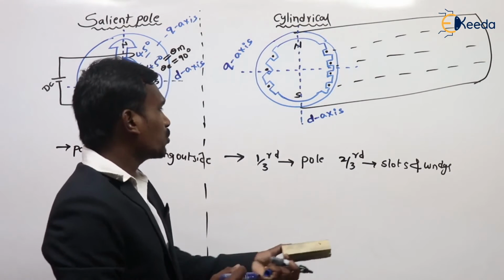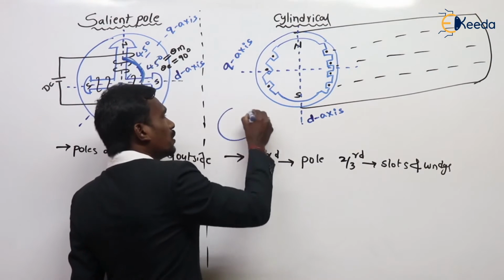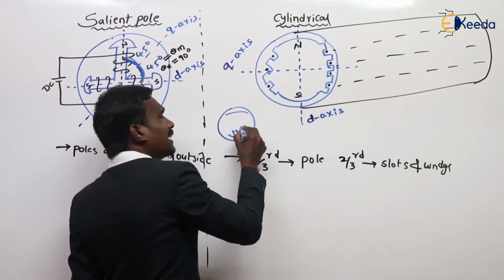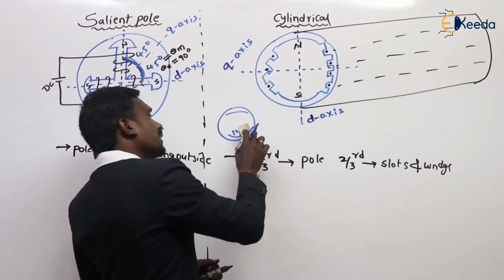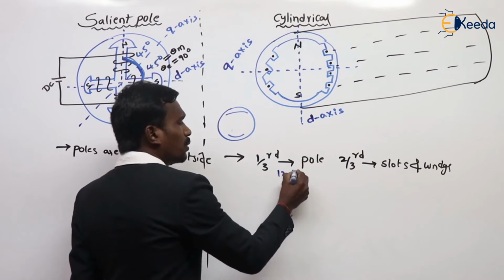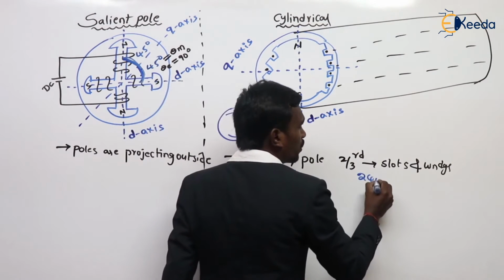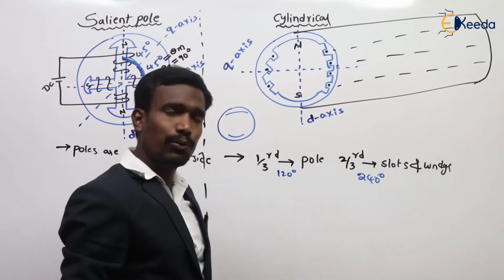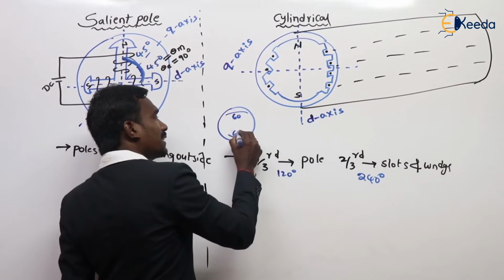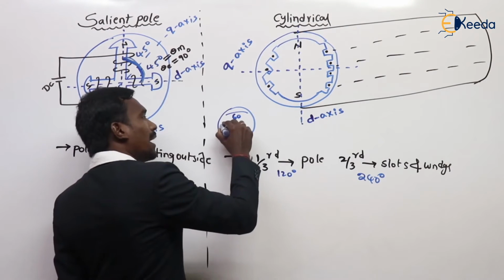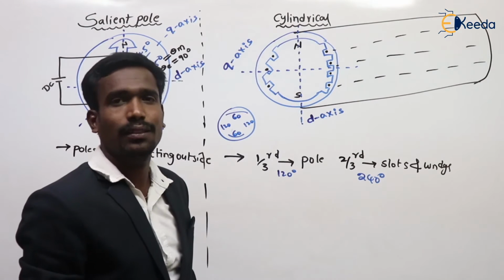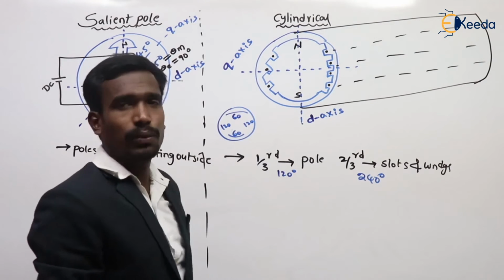See here, in total 1/3 is nothing but 120 degrees. 120 degrees is used for poles. The remaining 240 degrees is for slots and winding. That is, 60 degrees and 60 degrees for poles, and 120 degrees and 120 degrees for winding. This is for a two-pole machine.